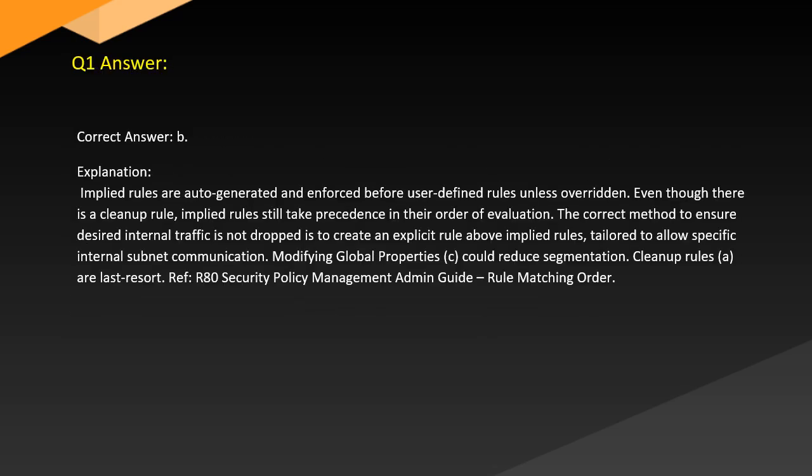Answer. Correct answer: B. Explanation. Implied rules are auto-generated and enforced before user-defined rules unless overridden. Even though there is a cleanup rule, implied rules still take precedence in their order of evaluation. The correct method to ensure desired internal traffic is not dropped is to create an explicit rule above implied rules, tailored to allow specific internal subnet communication. Modifying global properties (C) could reduce segmentation. Cleanup rules are a last resort. Ref: R Security Policy Management Admin Guide, rule matching order.